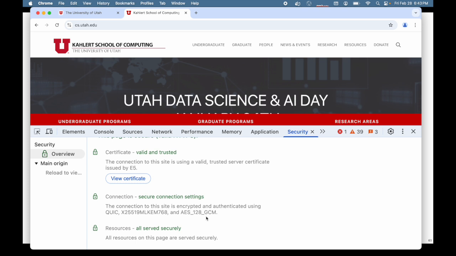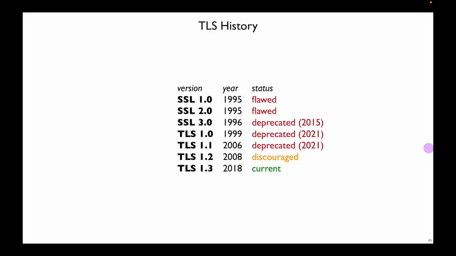So whether it's QUIC or TLS, we see the same sort of ideas, the same sort of cipher suite choices being used between them.